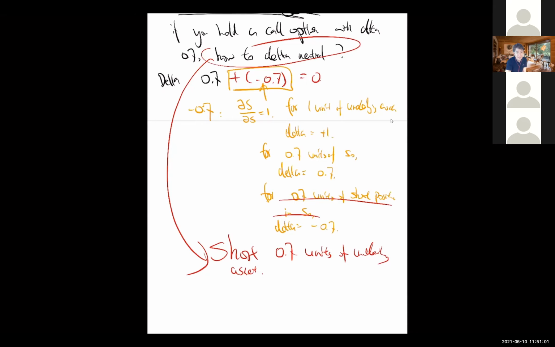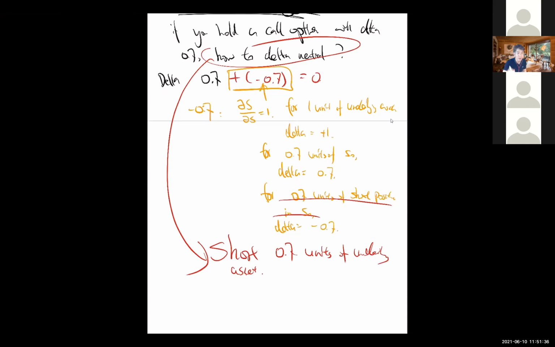And then you just think about what action will give you minus 0.5 gamma. Of course, the question will tell you, well, what is the gamma of the option? Maybe they give you a number, 0.2, right? So if the gamma of the option is 0.2, I need to take 2.5 units of the option in order to achieve a gamma of 0.5, because 2.5 times 0.2 equals 0.5. And then to get minus 0.5, I need to short 2.5 units of the option.